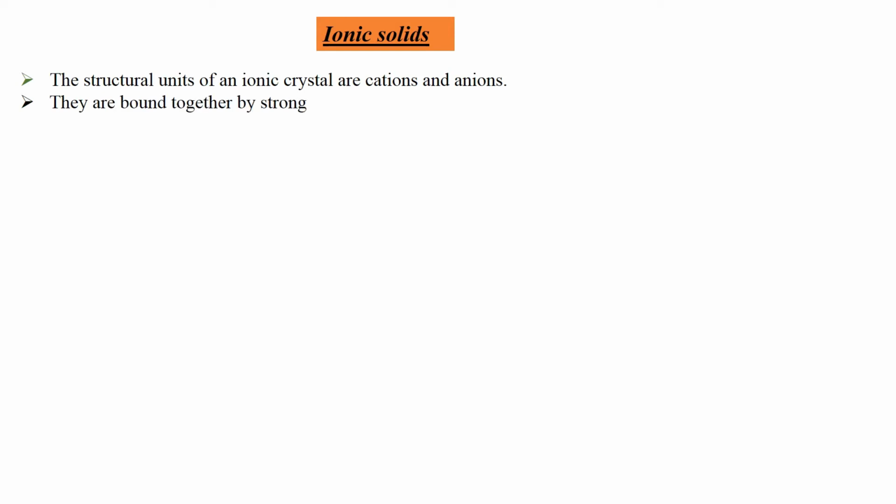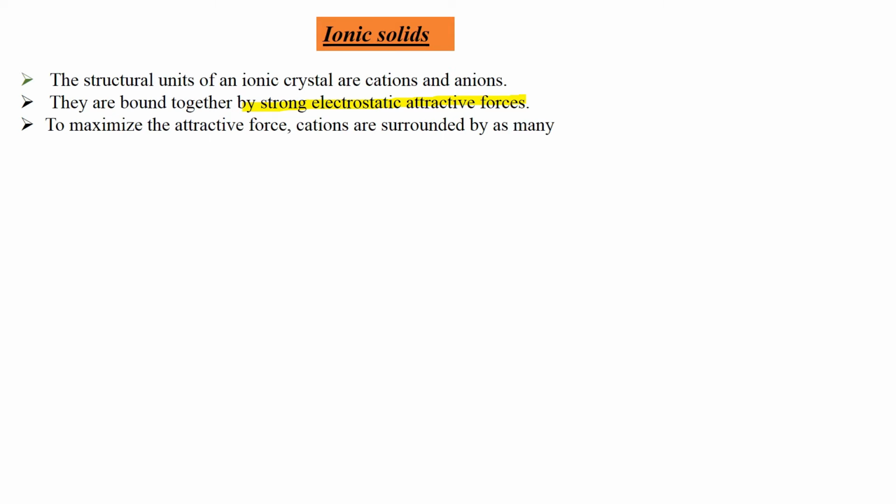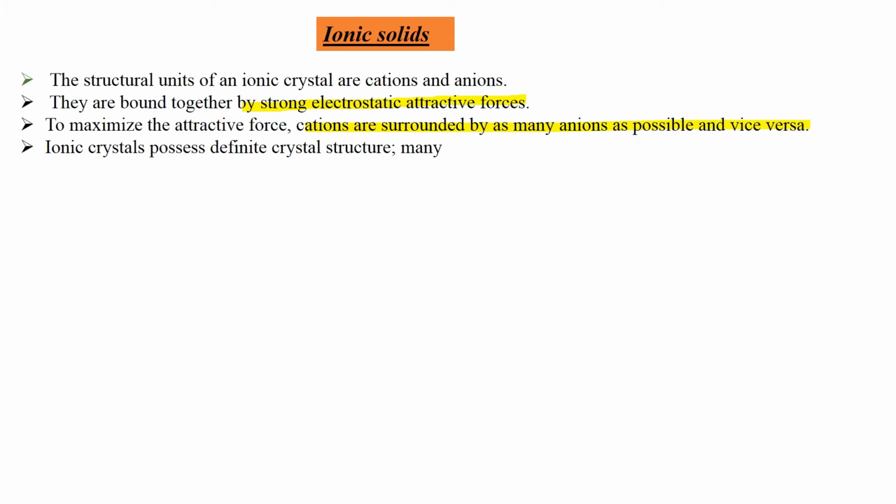Ionic solids are those solids that contain a strong electrostatic attractive force, and each cation is surrounded by as many anions as possible, and vice versa. Ionic crystals possess a definite crystal structure. Many are cubic close packed. Examples: NaCl, MgO, and zinc sulfide crystal.